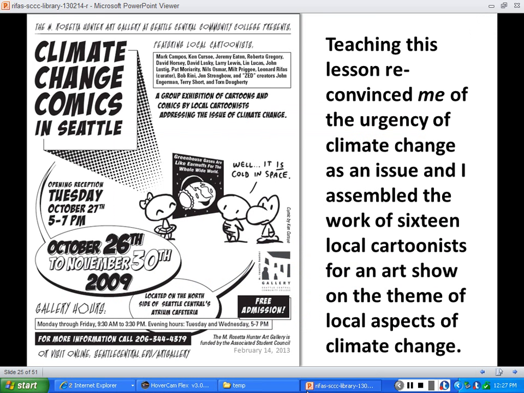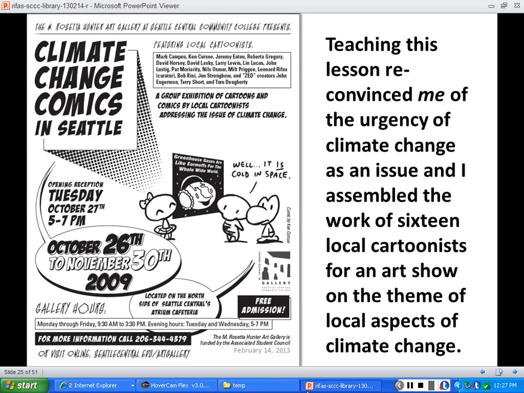I became very interested through giving this lesson and reading more about climate change at that time. And so one of the things I did after that class was over, I organized an art show of 16 local cartoonists on the theme of local aspects of climate change. And that show was held here at Seattle Central Community College in October, November 2009.